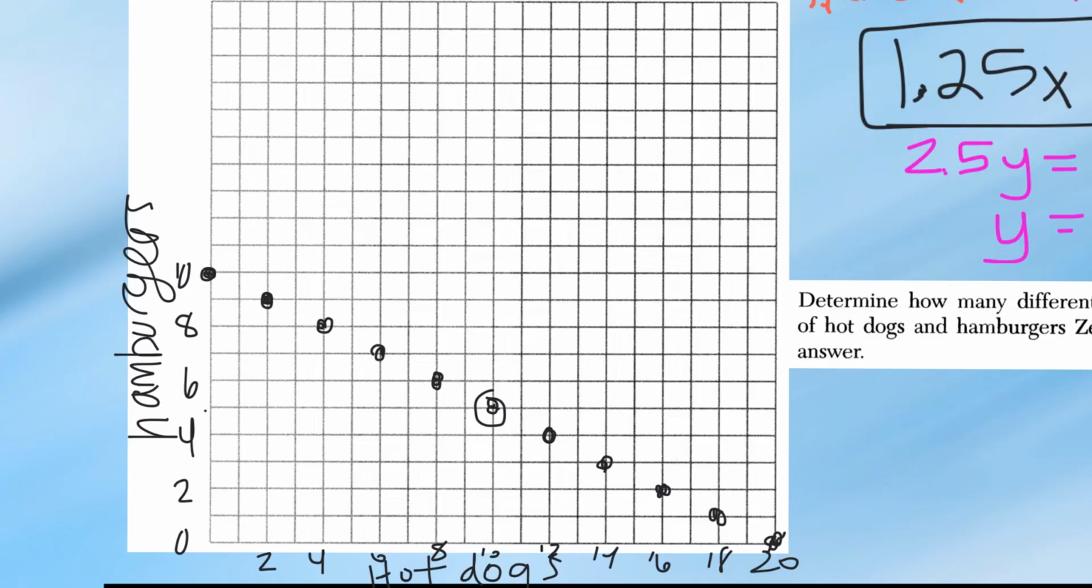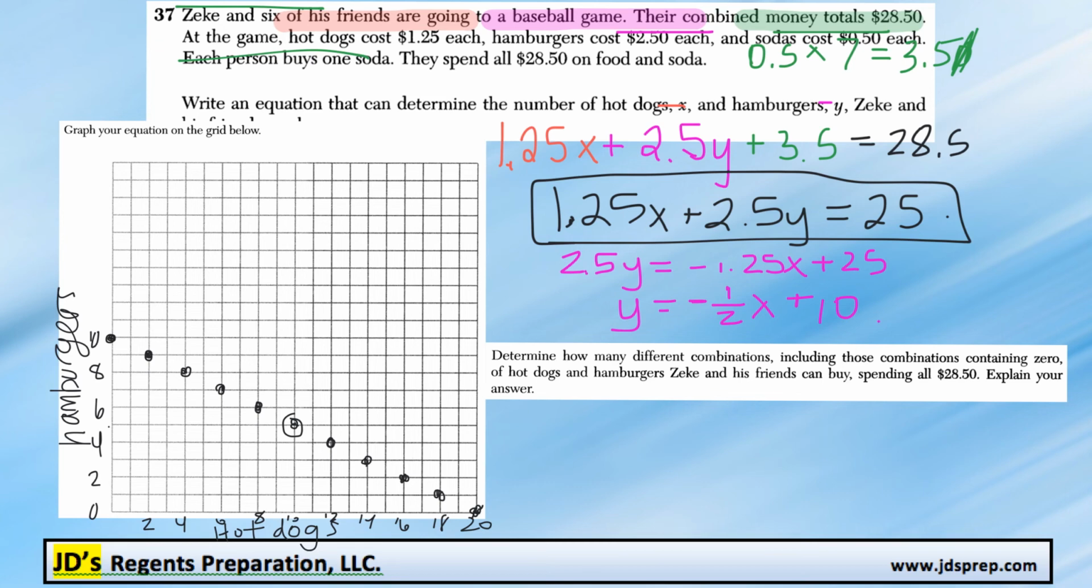And also because this is not a continuous relationship, you can't buy a fraction of a hamburger or a fraction of a hot dog, we should not connect these dots. Okay, final question. It says to determine how many different combinations, including those combinations containing 0, of hot dogs and hamburgers Zeke and his friends can buy, spending all of the money, and explain your answer.